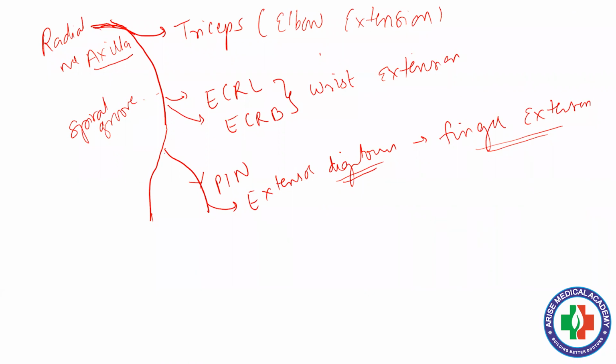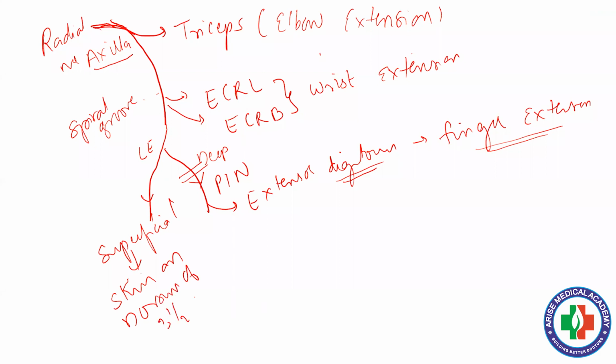At the level of the cubital fossa, just above the lateral epicondyle, it divides into a superficial branch and a deep branch. The deep branch, after piercing the supinator muscle, becomes the posterior interosseous nerve. So it is in the forearm, it has already gone through the supinator, piercing the supinator, then becoming the posterior interosseous nerve. In the forearm, it is supplying these muscles. And we know this superficial branch is supplying the skin on the dorsum of the hand and the dorsum of the 3.5 digits.